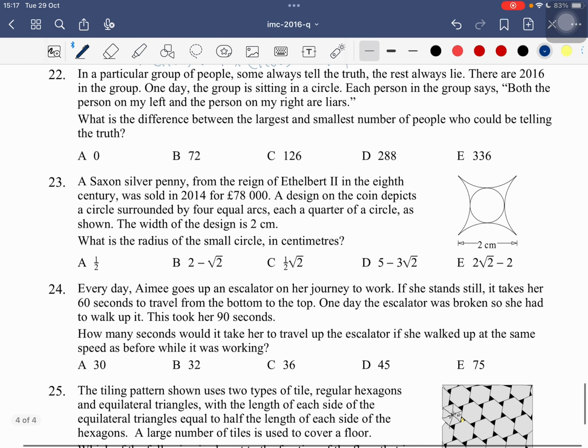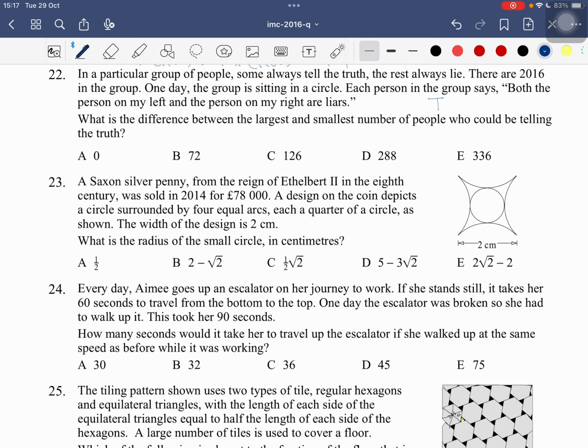Number 22. In a particular group of people, some always tell the truth, the rest always lie. And there are 2016 people in the group sitting in a circle. Each person in the group says, both the person on my left and right side are liars. What is the difference between the largest and smallest number of people who could be telling the truth? Let's start with one person who is telling the truth. So this person is telling the truth.